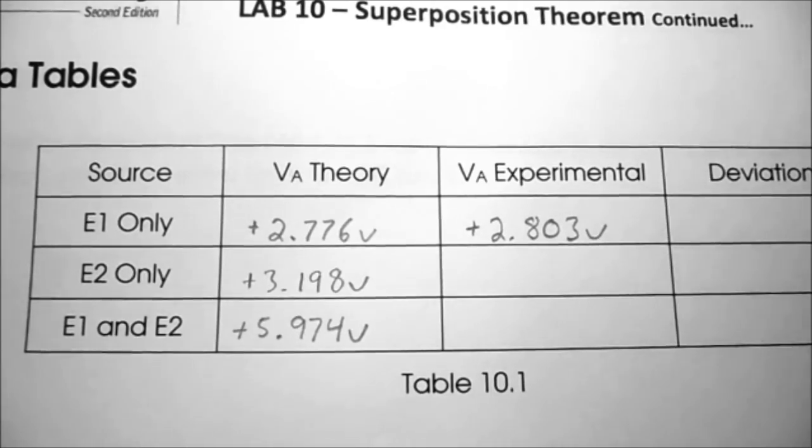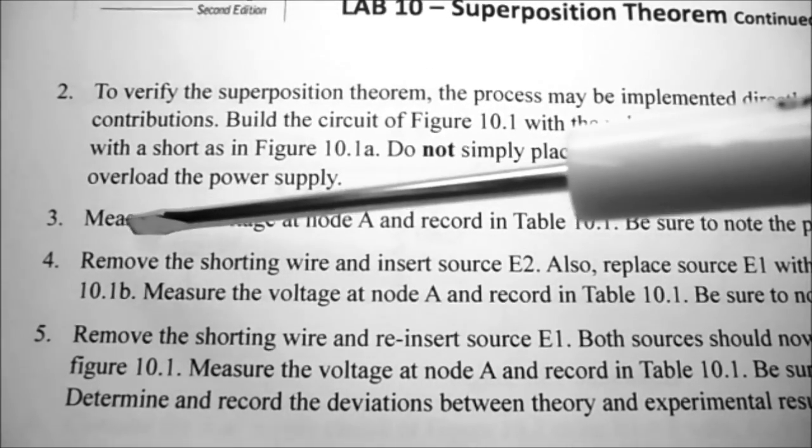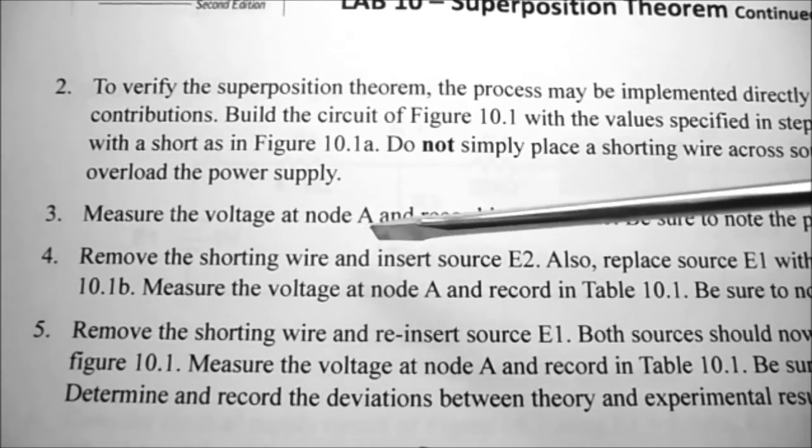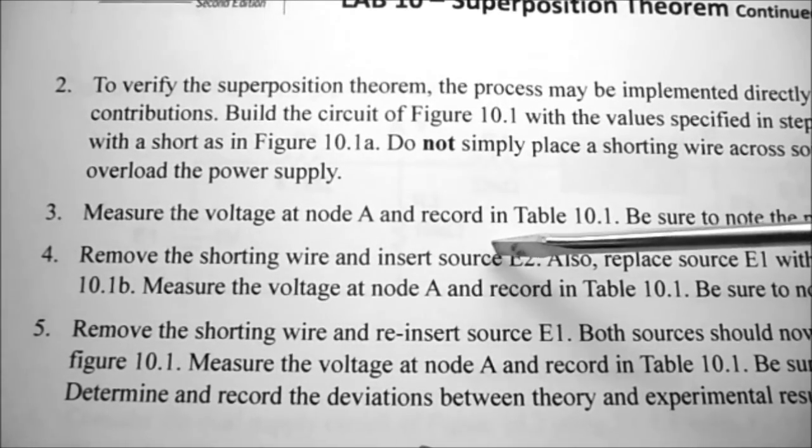Under procedure, step number 4, we're to remove the shorting wire, and we're going to reinsert source E2.